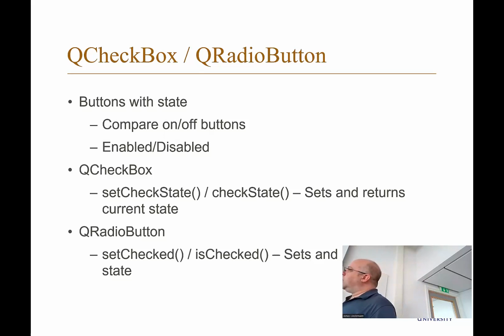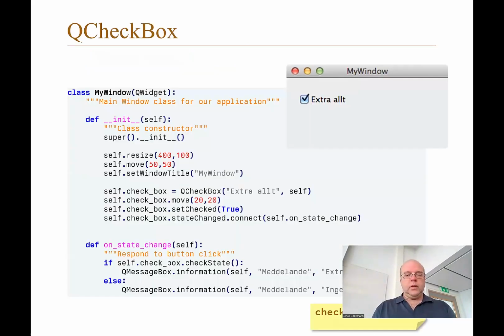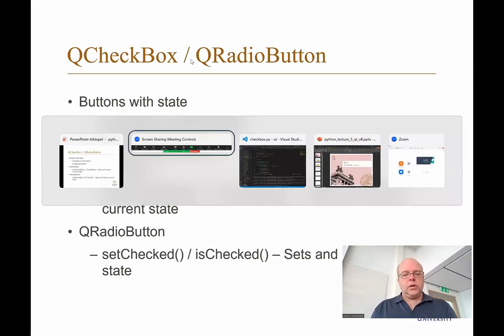The checkbox is one of them. You can use check state to set the check on and off. You can query if it's on or off using the check state function. There's a radio button which is a bit special. It's the same as a checkbox, but only one of these can be selected at the same time. So you have to put them in groups to be able to use them. I think I will show them in code instead here.